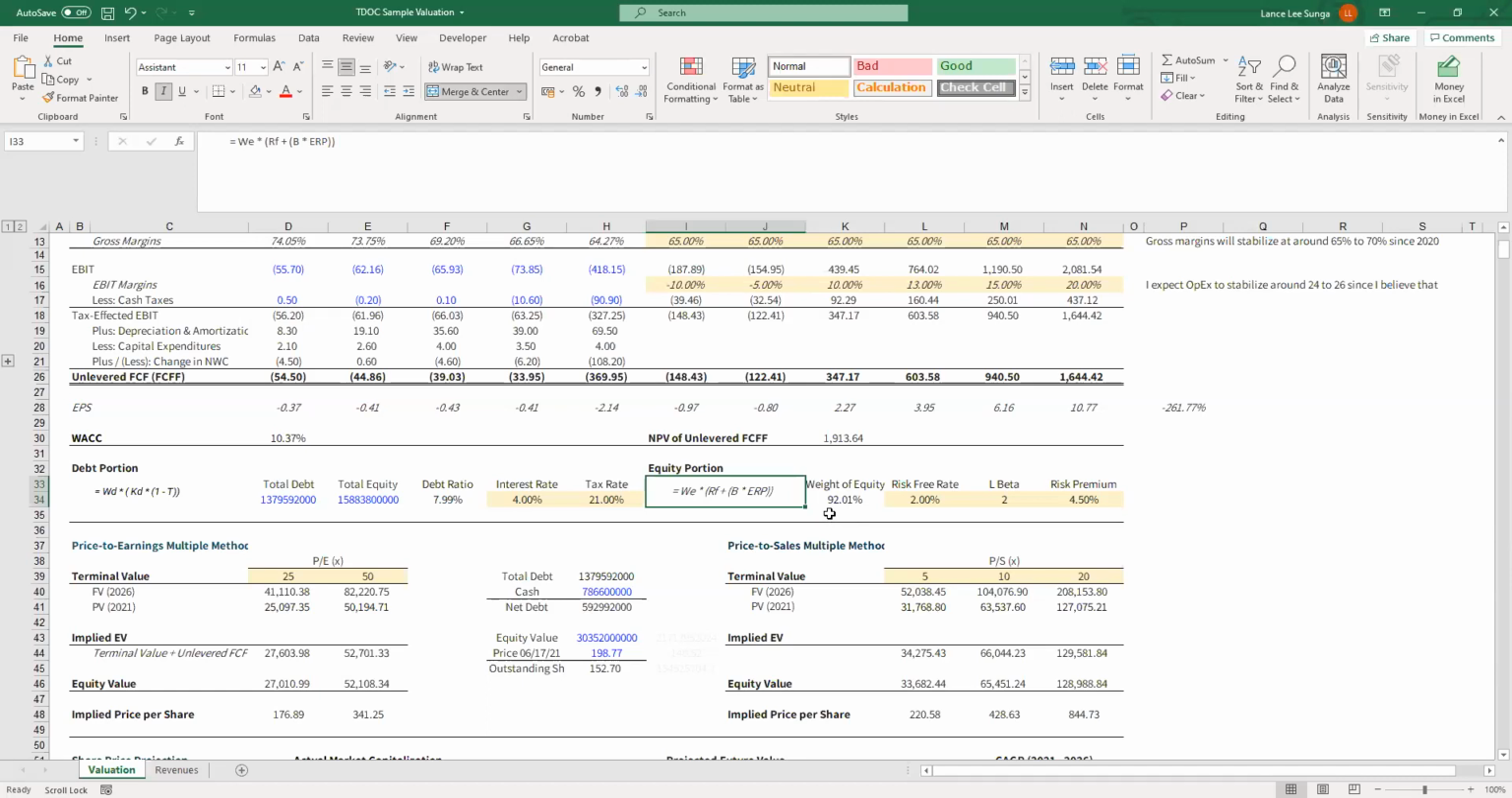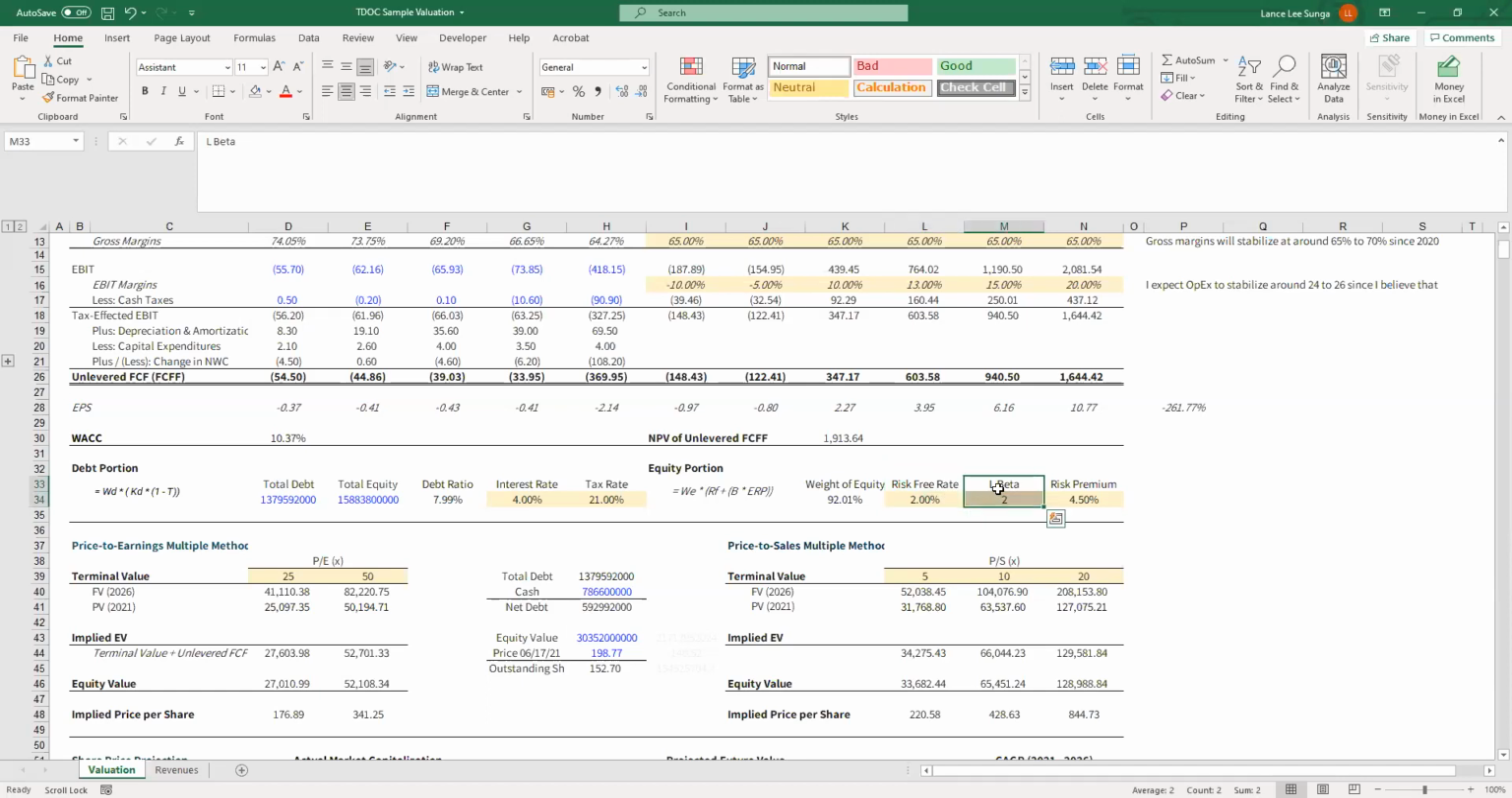And then the same for equity, right? Equity is basically the CAPM, or the capital asset pricing model, right? So again, you have the weight of equity, which is from the weight of debt. So 1 minus the weight of debt, right? And then multiply it to risk-free rate. The risk-free rate should be the US Treasury 10-year bond.